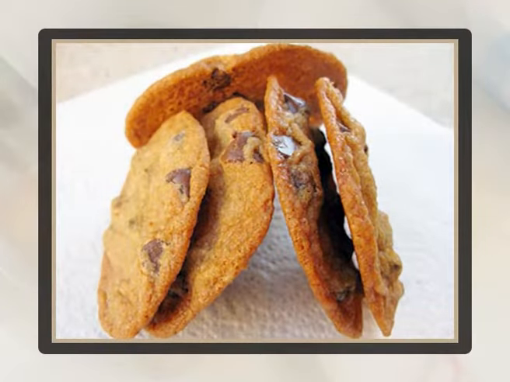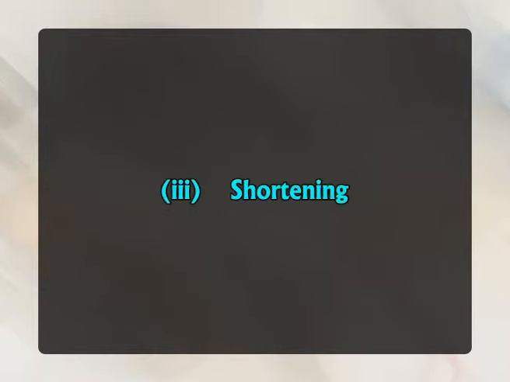Apart from causing the spreading action, the granulated sugar promotes the cracked surface of the cookie. Sugar alone cannot produce the desired crispness, but when combined with the shortening, gives the desired crispness and shortness to cookies. Number third, shortening.